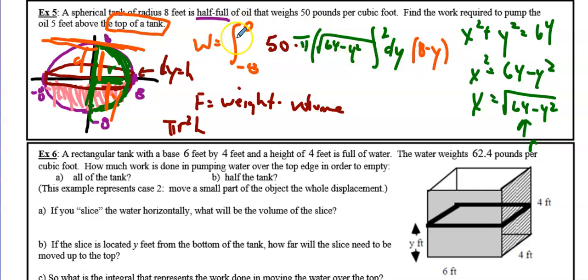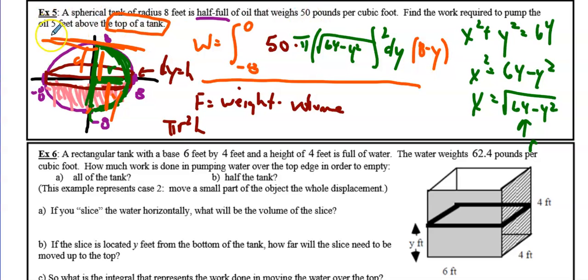And again, ladies and gentlemen, what I like about this is that if we're at the center, midway through the tank, which is 0, we plug in 0, and this oil has to move up only 8 feet. If I plug in -8 for y, I get 8 minus -8, which is 16, which means this oil has to go 16 feet. So you know that you've got this right based on this.